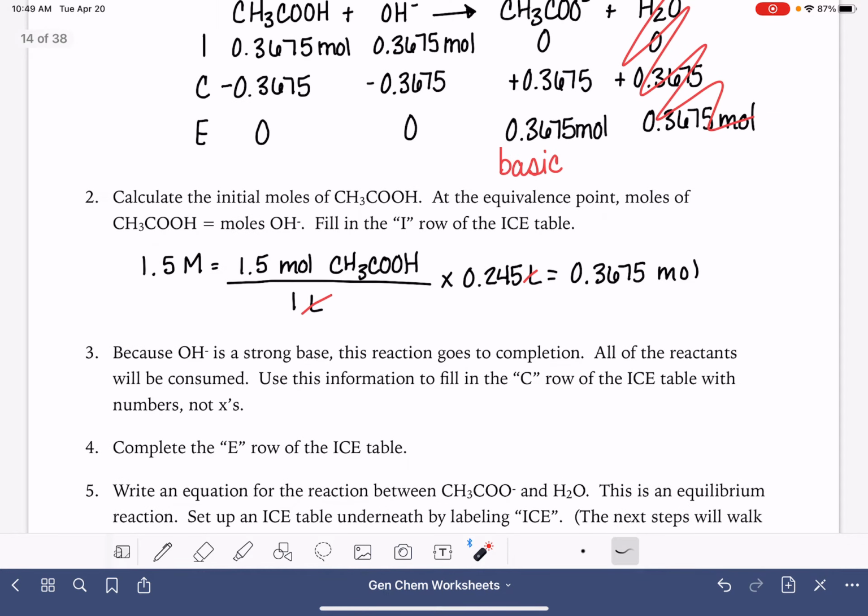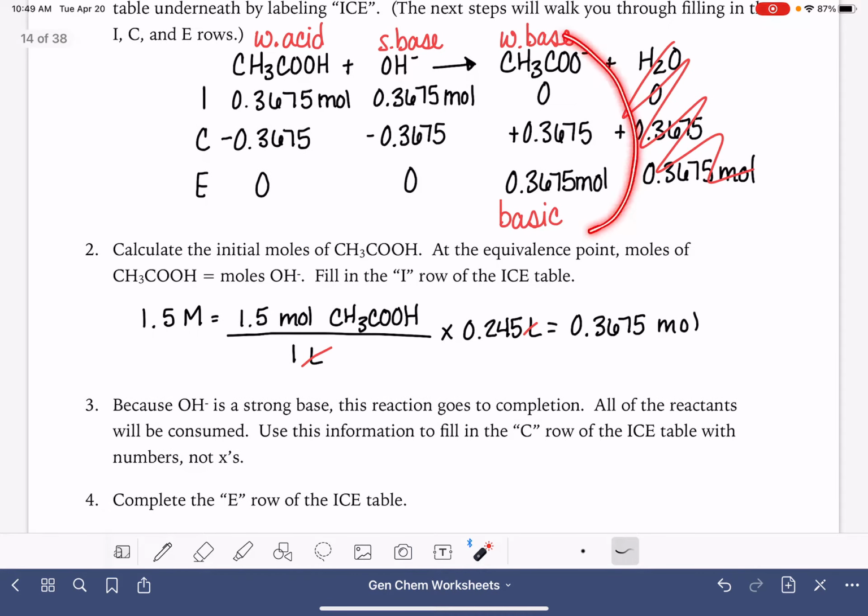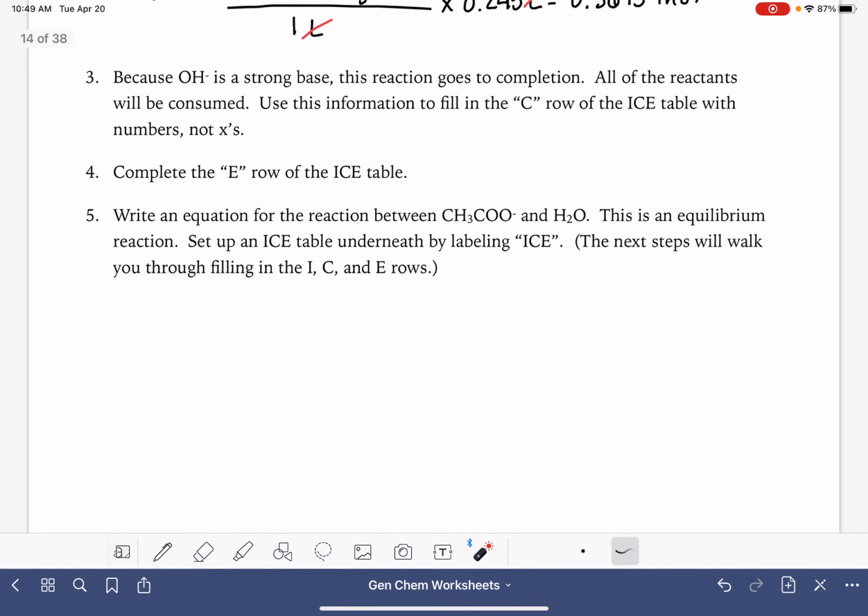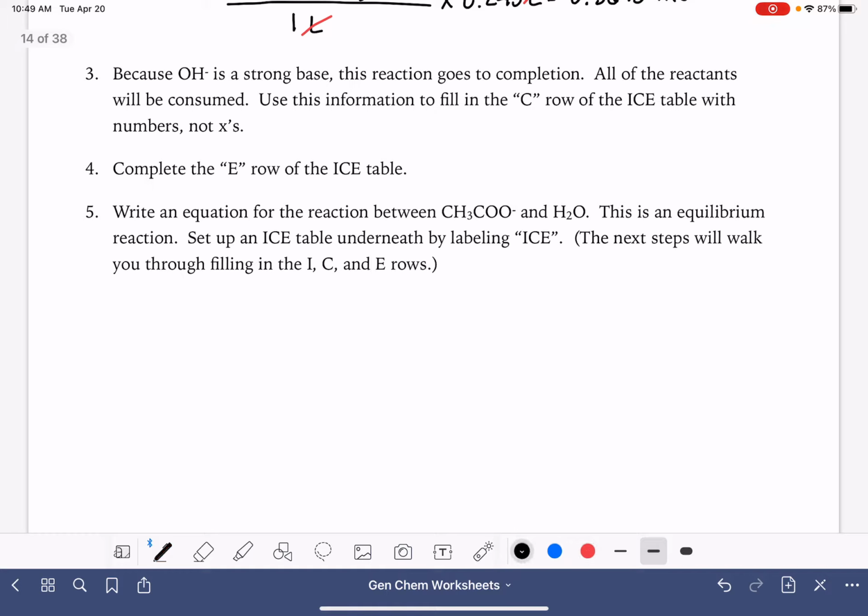So how do we figure that out? Basically, we want to treat this problem now as asking, what is the pH of 0.3675 moles of the CH3COO minus ion? So we need to create another ice table. That's how we would solve this problem. We want to think about this base, acetate, CH3COO minus, being a base. That means it reacts with water. These are both weak, so this is now in equilibrium.